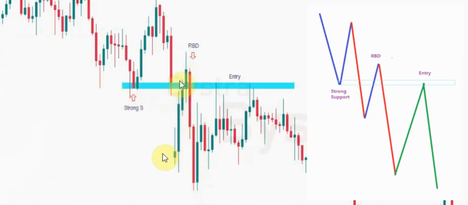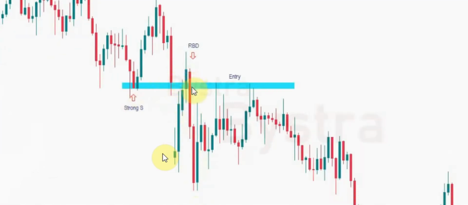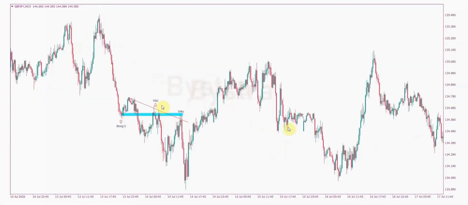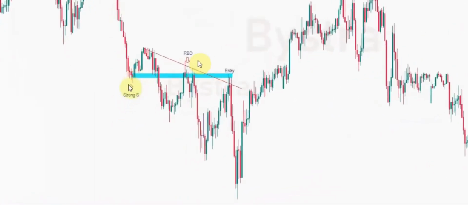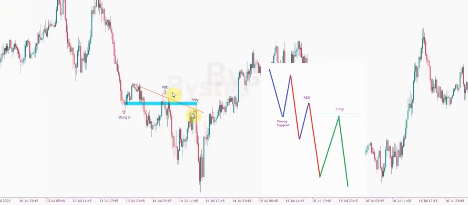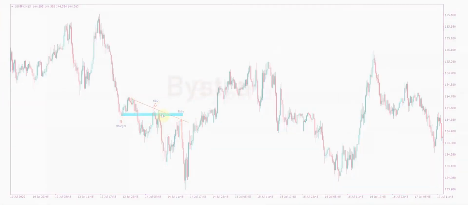Okay, as you can see here, a bearish engulfing is also considered a rally-based drop. Okay, and then price came back and continued to fall. And here also we have strong support, and then we have rally-based drop, and then price came back and continued to fall. This time we have confluence.